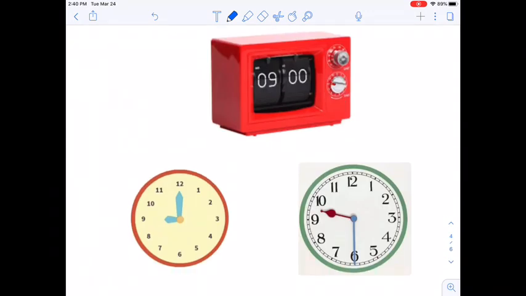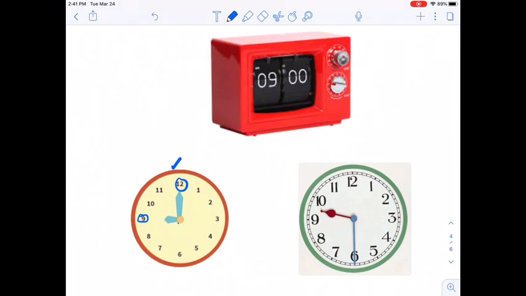You try this one. Look at the digital clock at the top and then look at the two analog clocks. Can you tell me which analog clock matches the digital clock? Right. This one matches. This clock says 9 o'clock because the shorthand or the hour hand is pointing at the 9. And the minute hand is pointing at the 12, which means 0 minutes have passed.